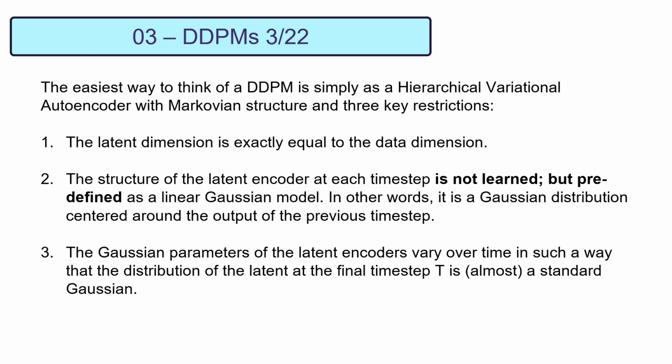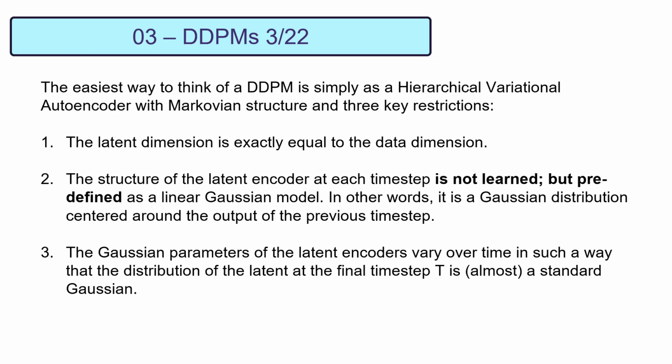The second restriction: the structure of the latent encoder at each step of the hierarchy is not learned anymore. Now we're not performing variational inference over Q. Q is fixed, and it is defined as a linear Gaussian model, as this Markov chain. Essentially the output of each step is just the output of the previous step centered around the previous mean. So I am at step 1, and at step 2 you need to be somewhat different from the mean of step 1. So I have some parameter which I use to multiply the previous image to shift it a bit to a desired mean, which we will see in a second.